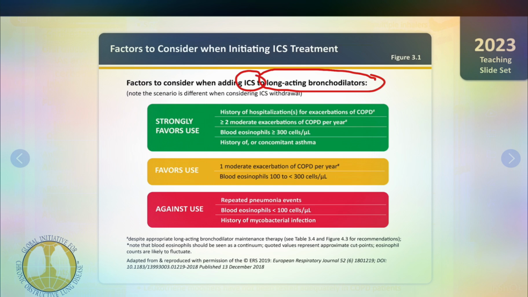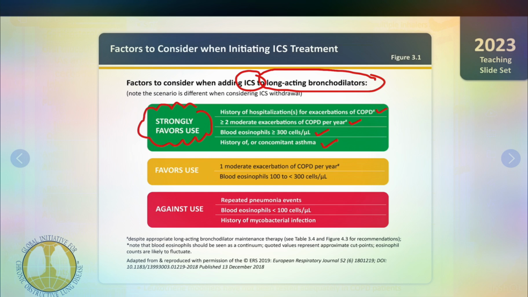So they are telling what the factors are which strongly favor the use. There is a history of hospitalization for exacerbation of COPD. There are two or more moderate exacerbations of COPD per year. Blood eosinophil count is more than 300 cells per microliter, and there is a history of asthma. Then we should strongly use ICS. Very, very important.